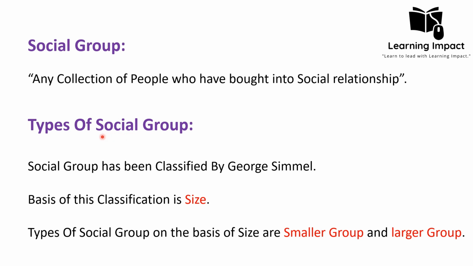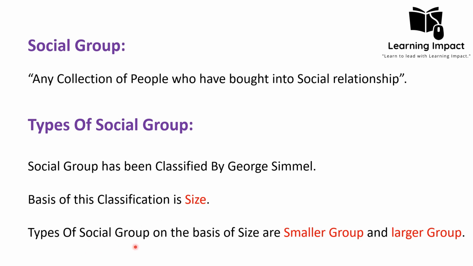For example, on the basis of structure, it has been classified by Sanderson. On the basis of contact, it has been classified by sociologist C.H. Cooley. On the basis of relation to society, it has been done by sociologist Hassan, and also on the basis of identification by Sumner. So there are various types of classification of social groups. Today we will focus on the classification of social group done by George Simmel, and the basis of this classification is size.